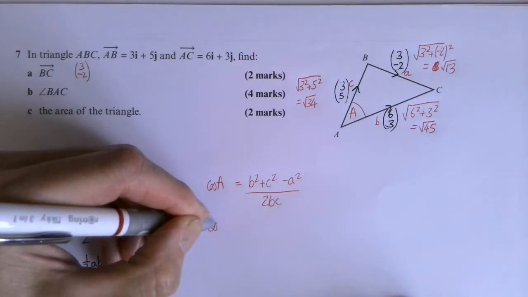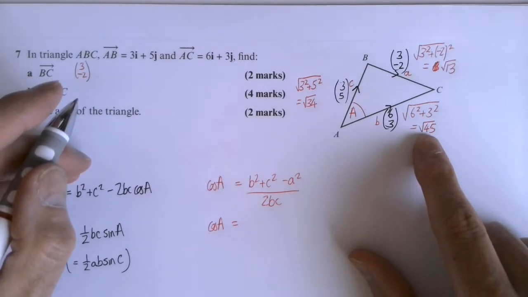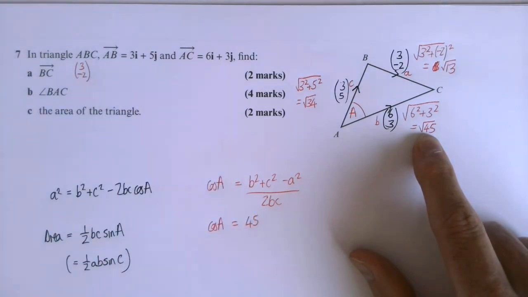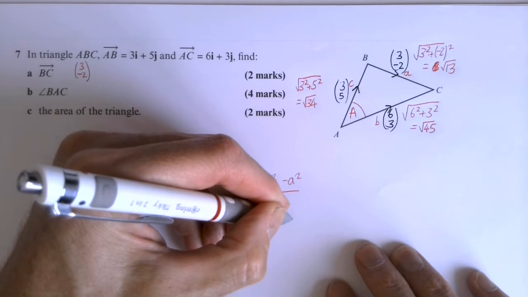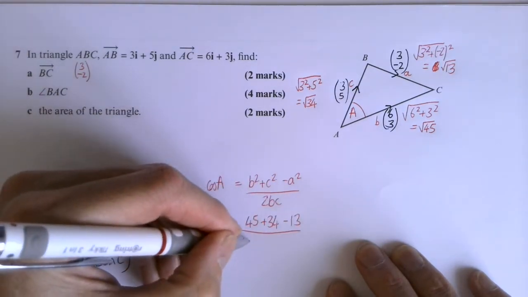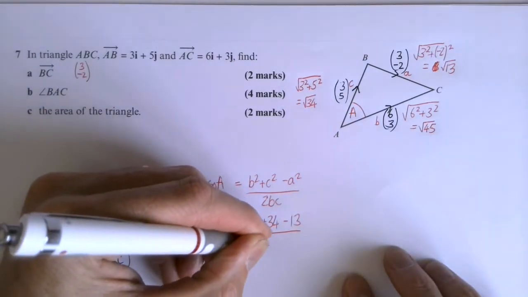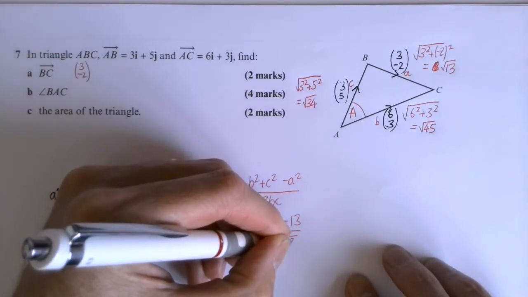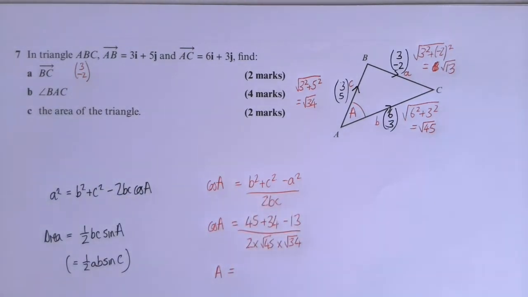So I know that cos A is equal to b squared. Well, the length of b is square root of 45, so that squared is 45. Square root of 45 squared is 45. That's why I left it as a square root. Plus c squared, which is 34, minus a squared, 13, and that's all divided by 2 times b, square root of 45, times c, which is the square root of 34. And so I'm going to do shift cos of that whole calculation to get the size of this angle here.